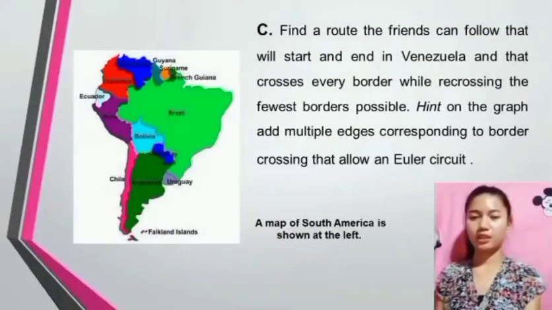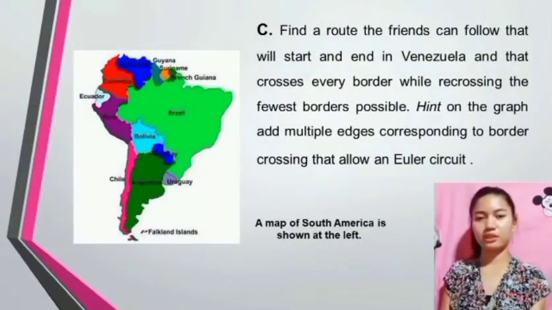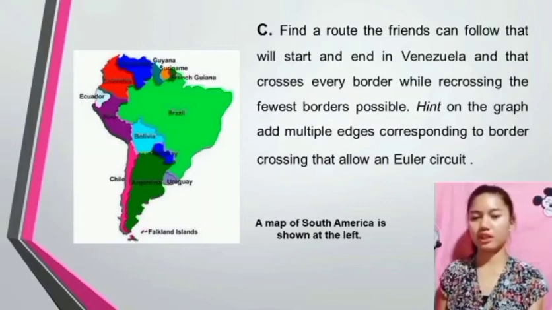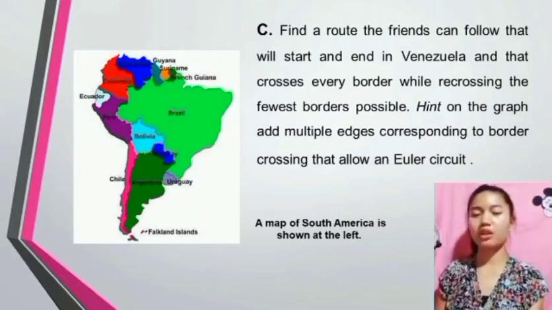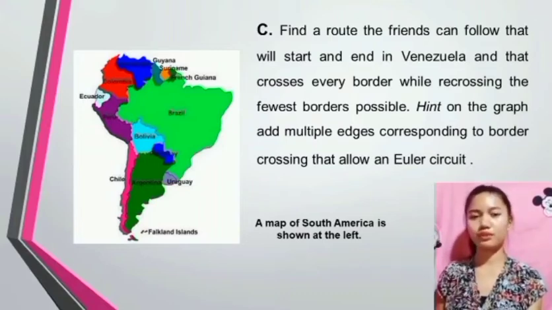C. Find a route the friends can follow that will start and end in Venezuela and that crosses every border while recrossing the fewest borders possible. Hint: on the graph, add multiple edges corresponding to border crossings and allow an Euler circuit.